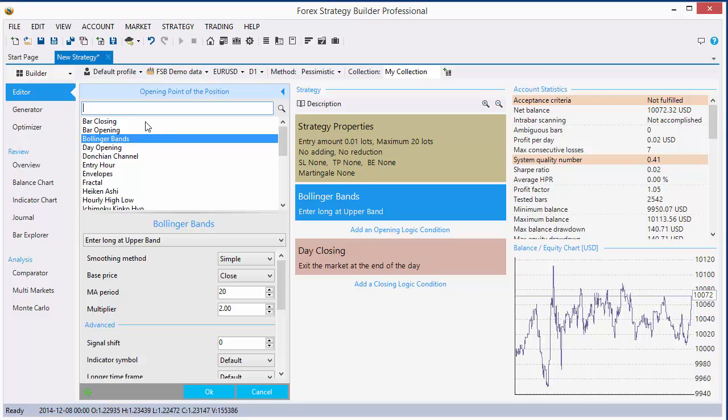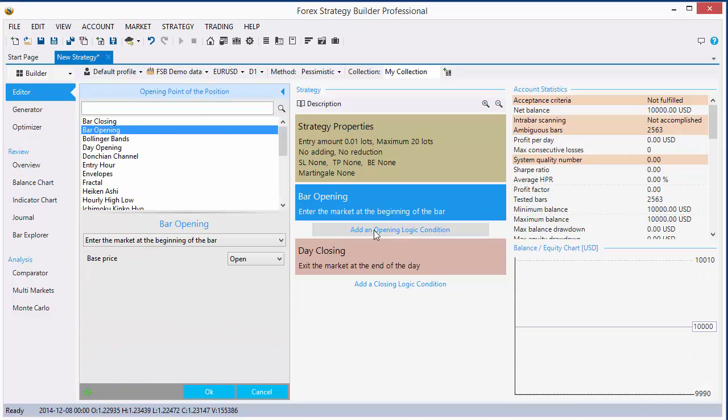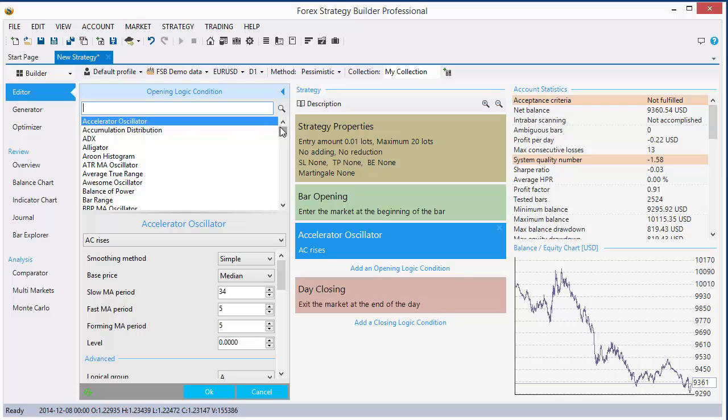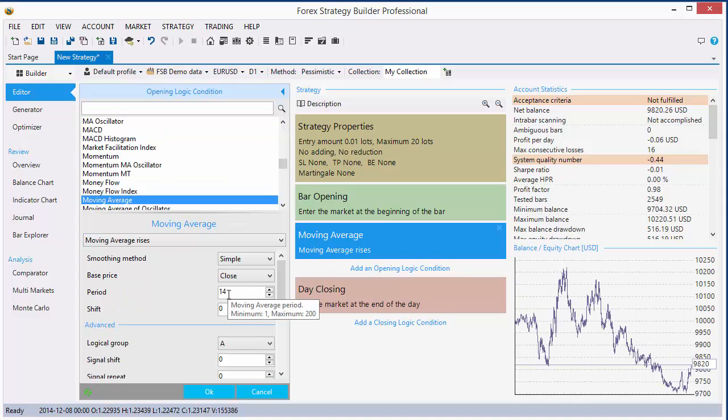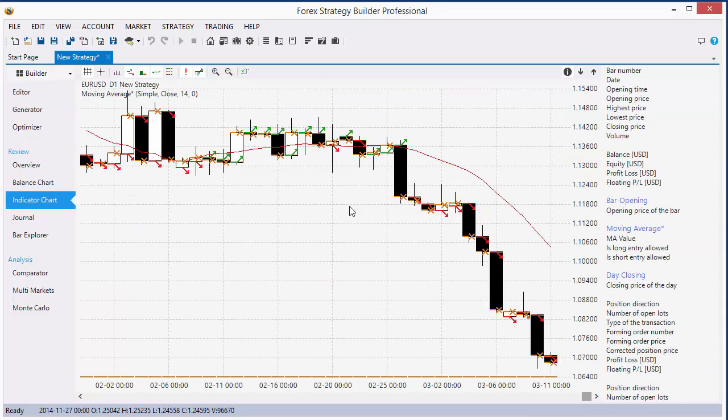Let's make something that trades at every bar. I'll put bar opening here, and I'll set something to determine the direction. Let's say moving average rises. Yes, a moving average with a period of 14, moving average rises. So our moving average will determine the trend. Okay, what do we have? We open at bar opening. When the moving average rises, we open long, and we will close our position at the end of the day. But because we are on the daily chart, the strategy will close the position at every bar.